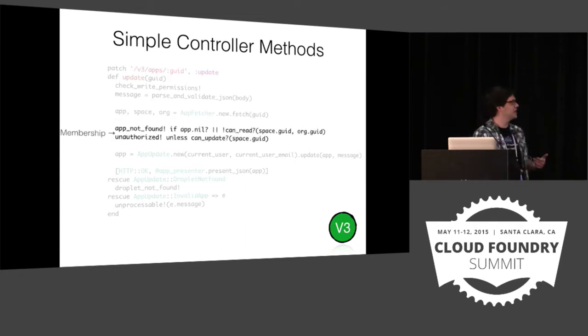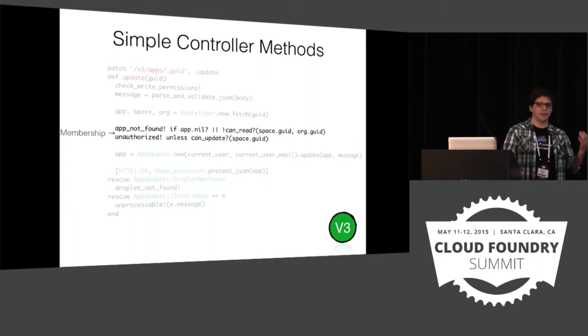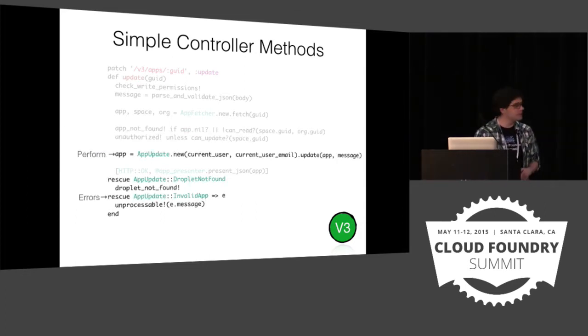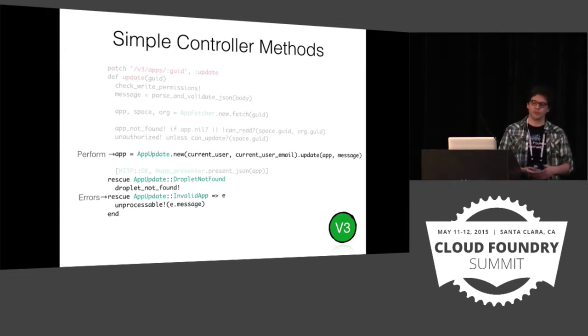Then we do membership checking. So in Cloud Foundry, you can be a member of a space in an organization. You can have different roles in those spaces and organizations. And in this case, you have to have the update permission to change this app. So that's all we're doing there. And if you have all those permissions and everything is OK, we go and perform the action. So the action object that we call app update there is another first-class citizen in V3.